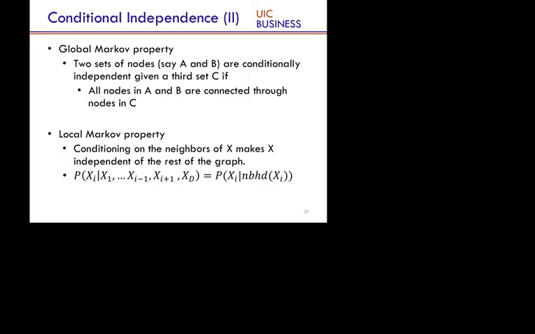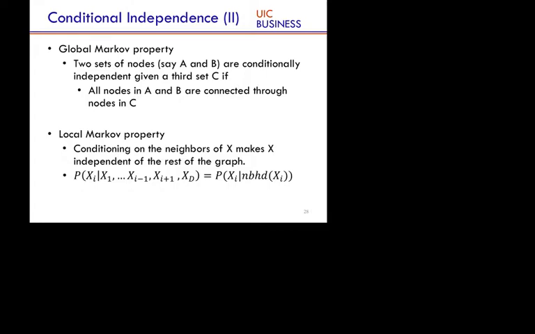Connected only through nodes in C, or if connected through nodes in C? No, only all nodes in A and B are connected through nodes in C. So they cannot be connected outside, anywhere else. Only through nodes in C. It's clear, right? If they are connected directly, then we can't call them conditionally independent.